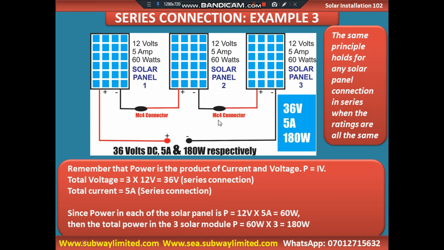Then that is how to connect solar panels in series. Connect the negative terminal to the positive terminal, connect the negative terminal to the positive terminal, and the remaining probes will always be linked to the output. And if you read the output, it will give you a higher voltage, and the current will always remain the same. Thank you.